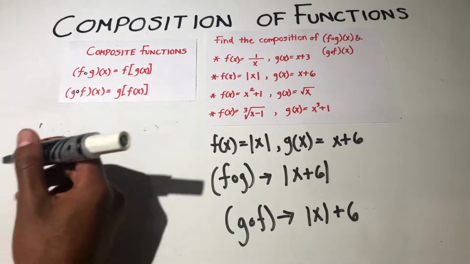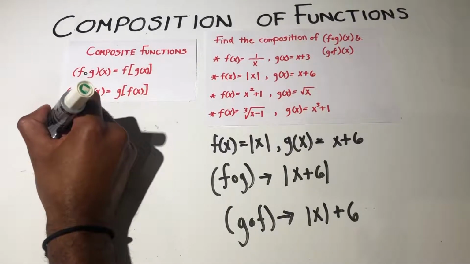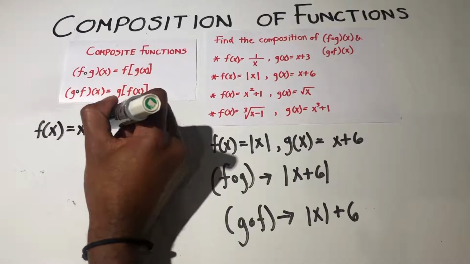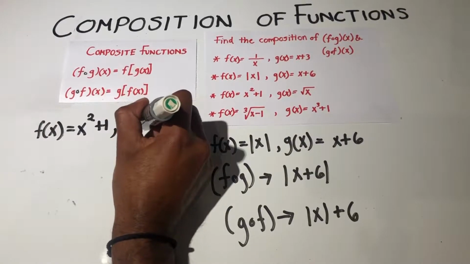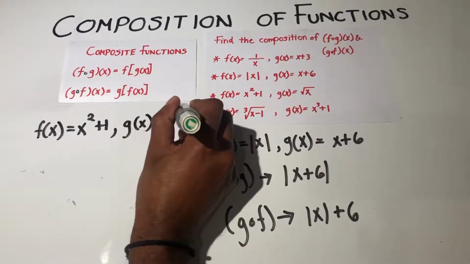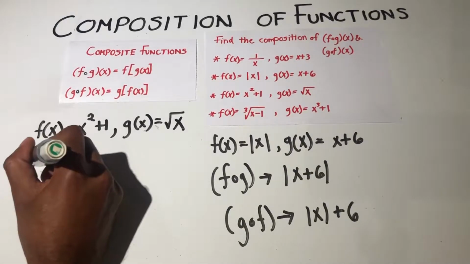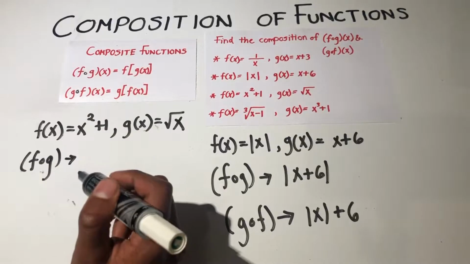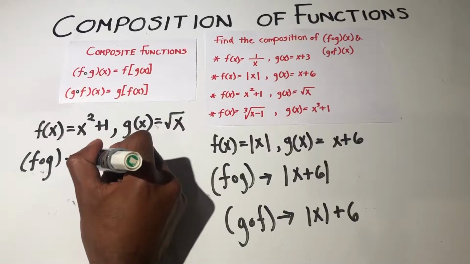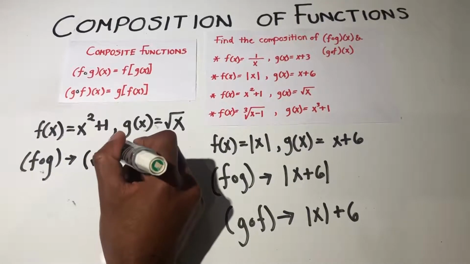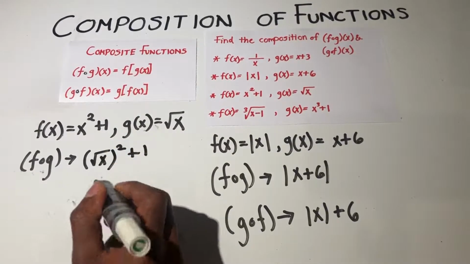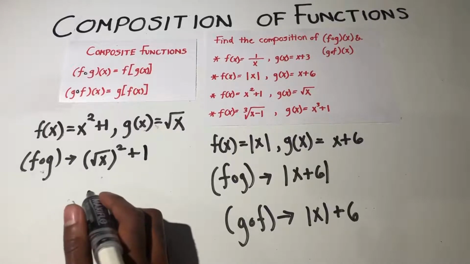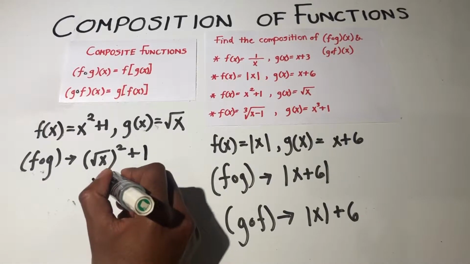For the third problem, we have f of x equals x squared plus 1, and then g of x is equal to root x. So f of g of x, we're going to take g, put it in for x. We're going to get the square root of x squared plus 1. Now the square root of x squared is just x. So that's going to leave us with x plus 1.